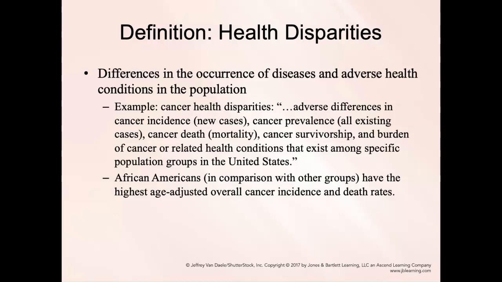In the US, we tend to see that African Americans and those who identify as Black have the highest adjusted overall cancer incidence and death rates compared to other groups. This is typically caused by issues around access to care. There are issues around structural racism, implicit and explicit bias within the healthcare setting, but there are a number of factors that contribute to these disparities that we see among African American and Black communities in the United States.